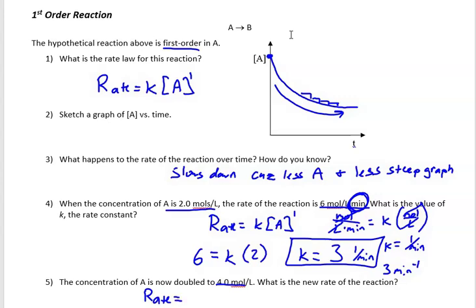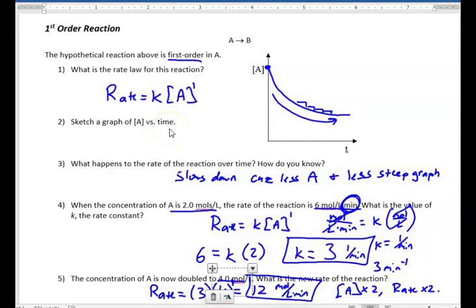So now we don't know our rate, but we do know K is now 3, and our concentration is 4, and so it looks like our rate is going to be 12. And keeping the same units as before, it'll be 12 moles per liter minute, including that factor of time in there too. Okay. And so if you notice, if we doubled the concentration, we have also doubled the rate.